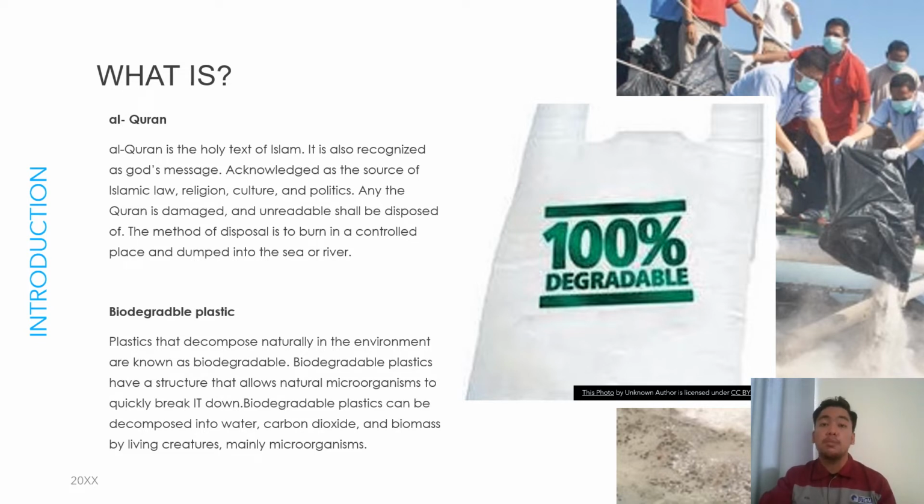Next, what is the biodegradable plastic? Plastic that decomposes naturally in the environment is known as biodegradable. Biodegradable plastic has a structure that allows natural microorganisms to quickly break it down. Biodegradable plastic can be decomposed into water, carbon dioxide, and biomass.